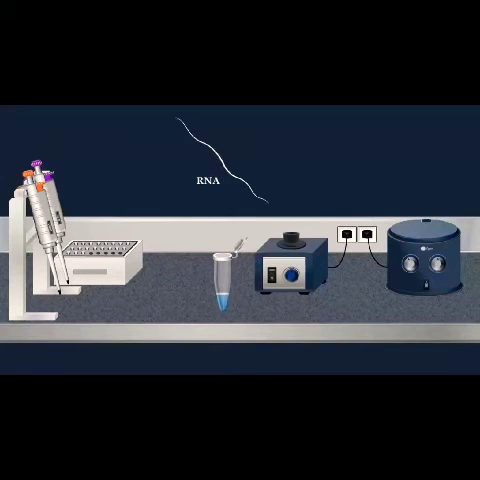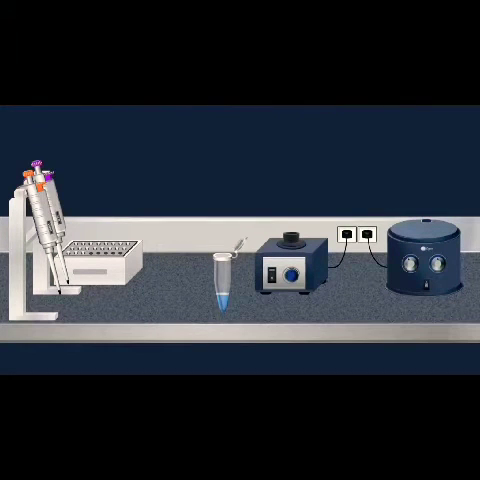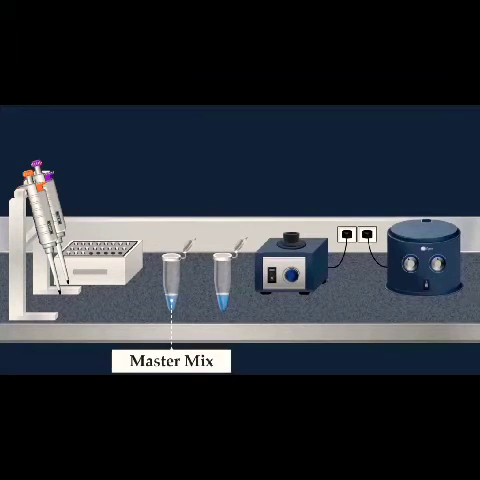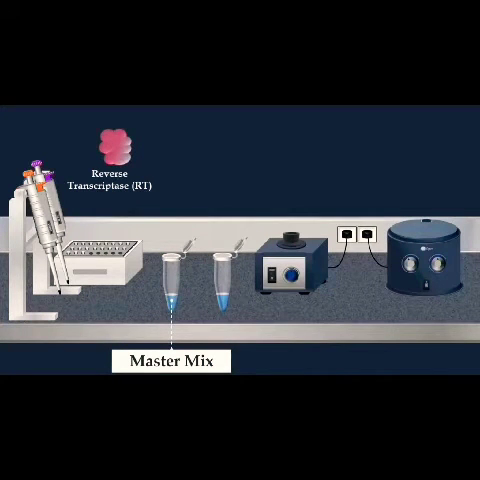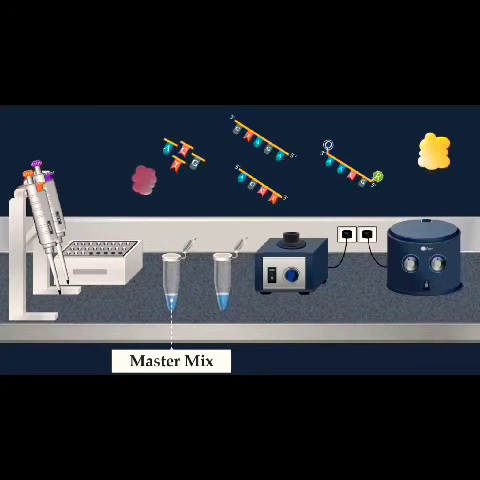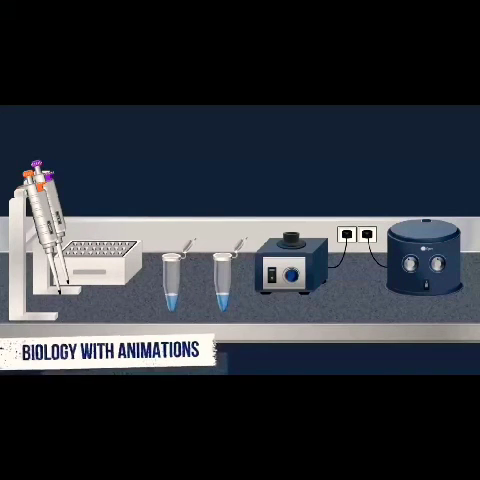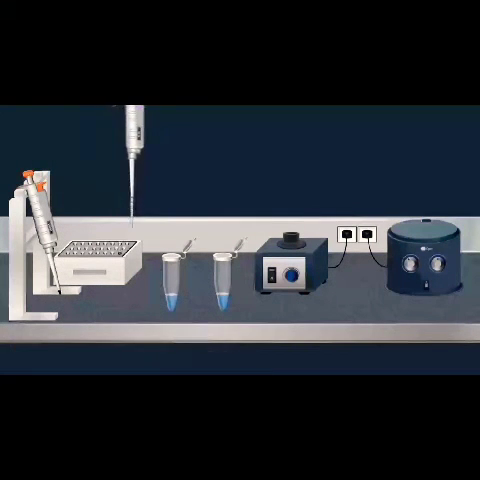After the extraction of the viral RNA, the next step is the preparation of the reaction mixture for PCR amplification. In this step, a master mix is used, which is a pre-mixed concentrated solution that consists of buffer, reverse transcriptase enzyme, nucleotides, forward primer, reverse primer, TaqMan probe, and DNA polymerase. Finally, to complete this reaction mixture, the RNA template is added.